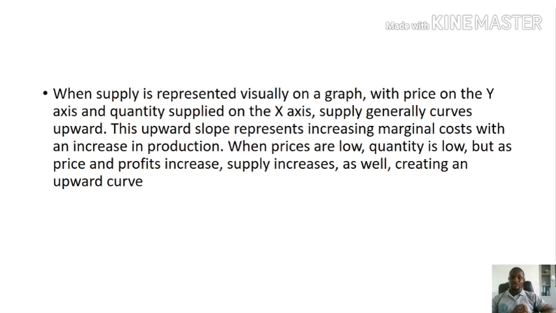Supply curves generally slope upward. This upward slope represents increasing marginal cost with increased production. Meaning that as the marginal cost of production is high, the production level also does what? Increases. When prices are low, quantity supplied is low. But as price and profit increase, supply increases as well, creating an upward curve. I think we have explained this already.